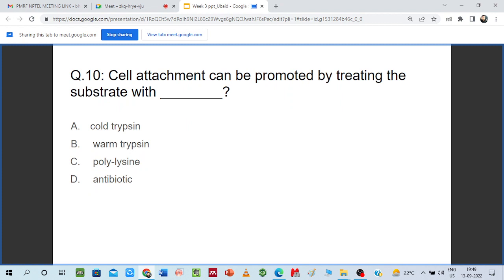Another question, which is the last question: cell attachment can be promoted by treating the substrate with cold trypsin, warm trypsin, polylysine, antibiotic. So most of you answered correctly. The answer is polylysine. So can anyone tell me the use of trypsin in cell culture?